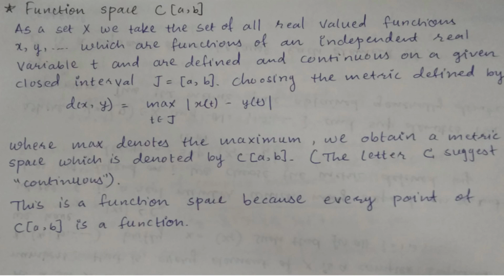Right, so the function space C[a, b] is what? In this space, elements are functions. Which type of function? A function which is continuous and has one variable, suppose it's t. So this is a function space. Why do we call it a function space? Because in this space elements are functions. So we call it the function space C[a, b].